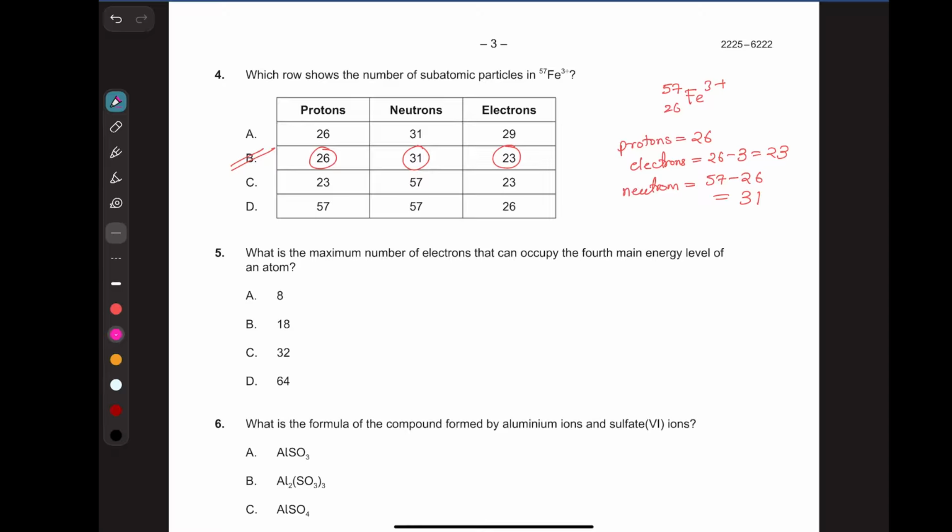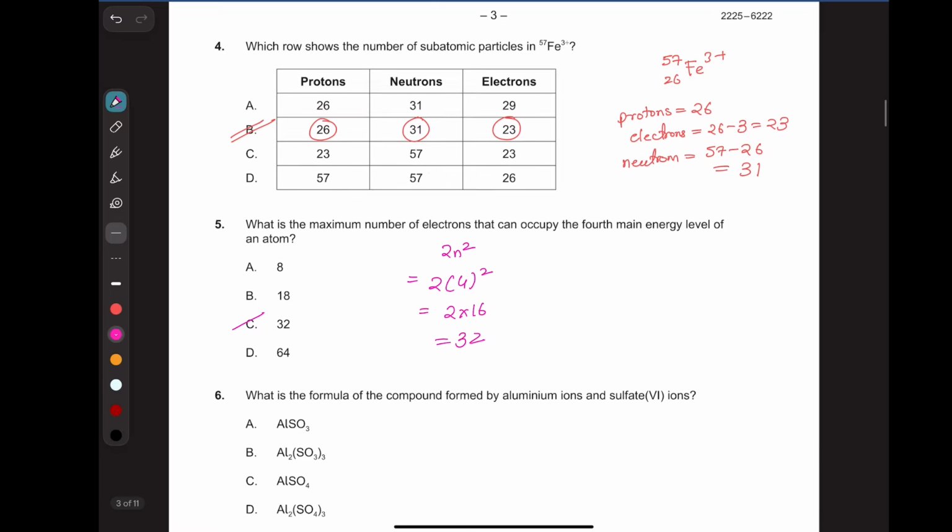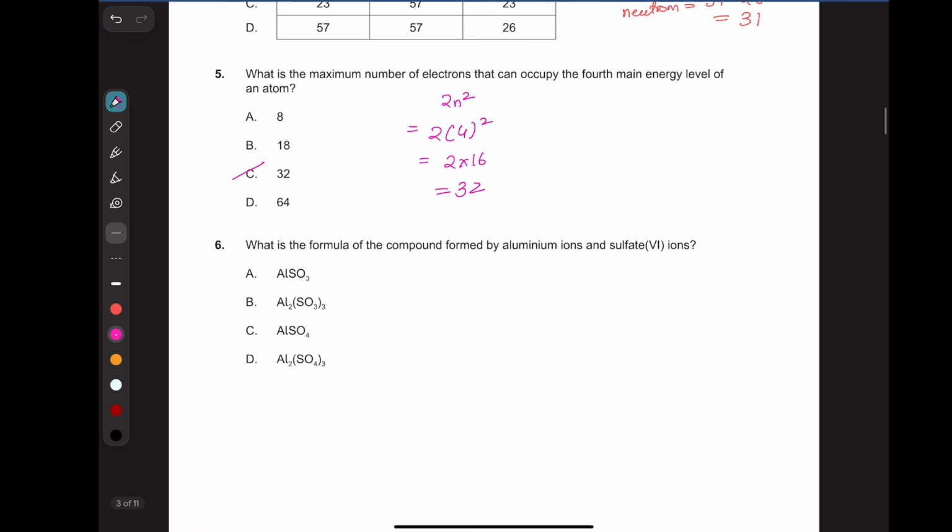Next, we have to find the maximum number of electrons that can occupy the fourth main energy shell of an atom. Maximum number of electrons in a shell is given by this formula, 2n squared. So n would be 4 here because it's the fourth shell. So 2 times 16 should give you 32. Option C.